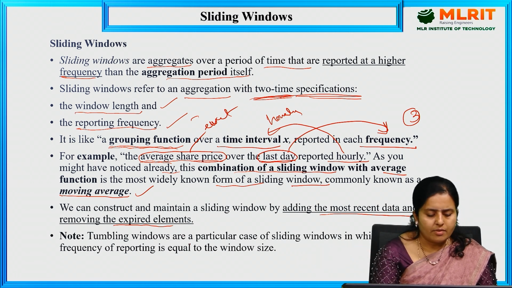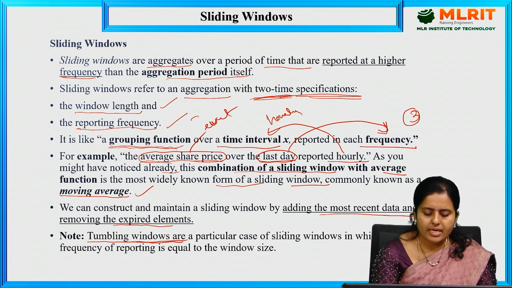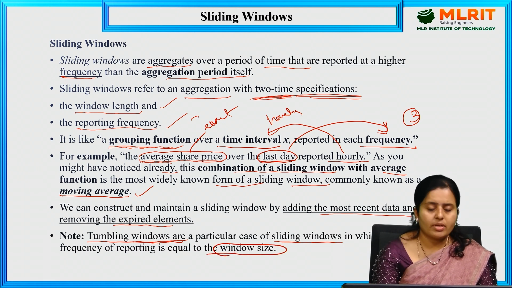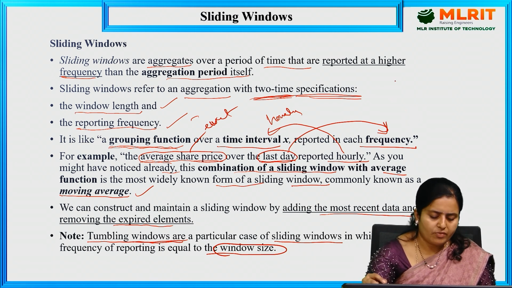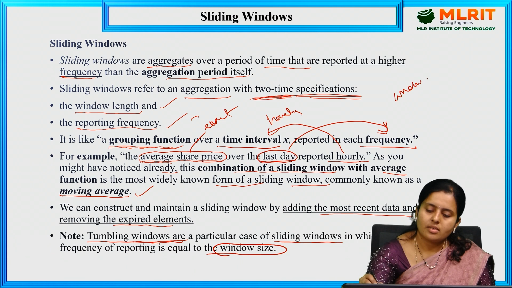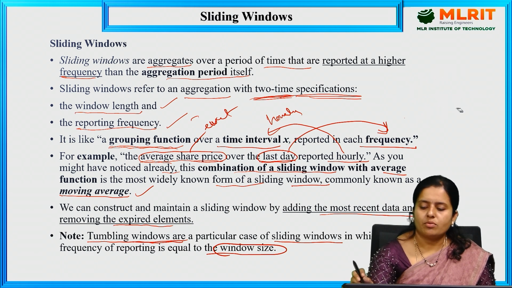Note that tumbling windows are a particular case of sliding windows in which the frequency of reporting is equal to the window size. Taking a tumbling window as an example, the window size equals the frequency, but in a sliding window the size is more than the frequency. This is the major difference between a sliding window and a tumbling window.